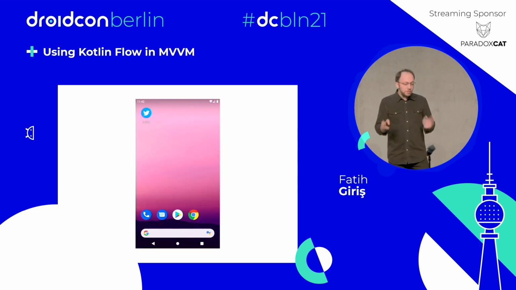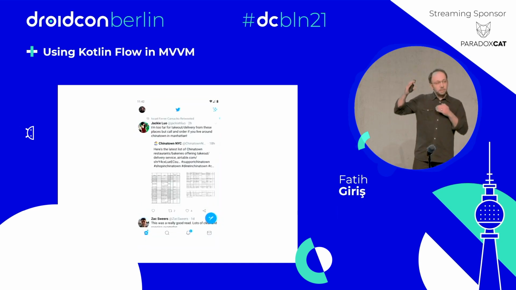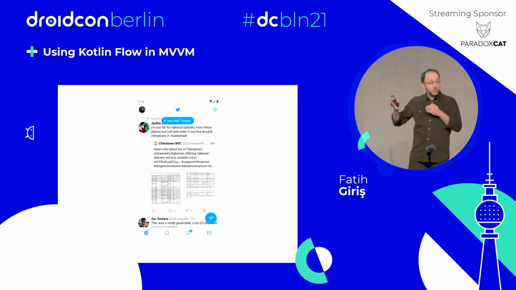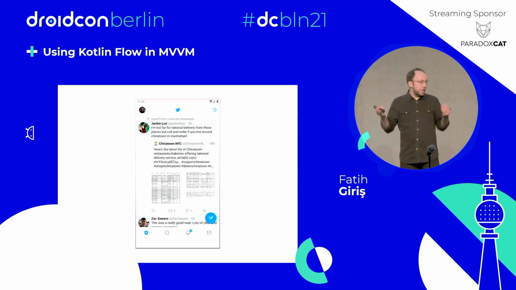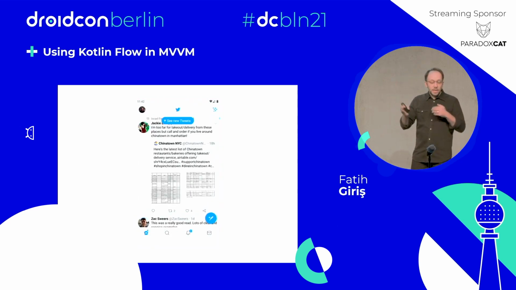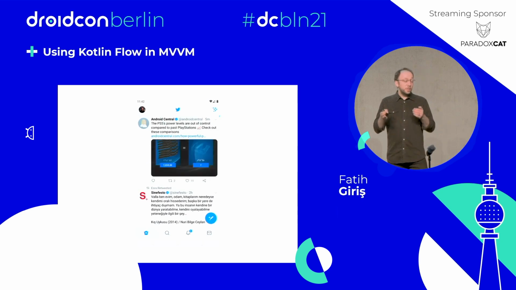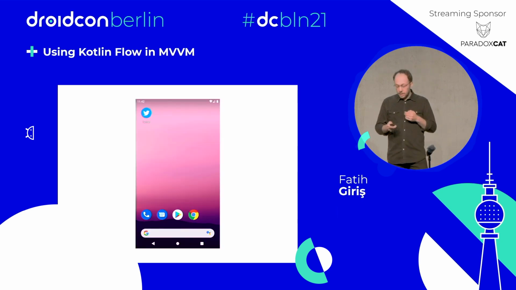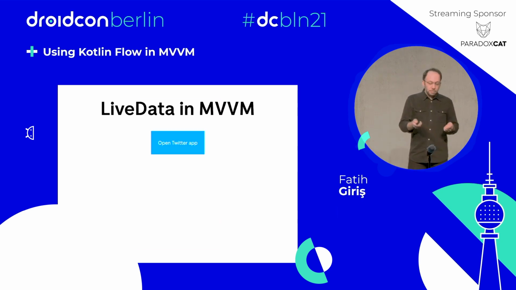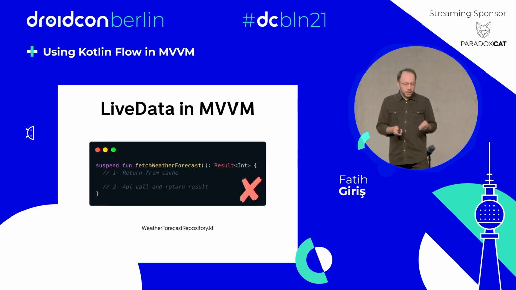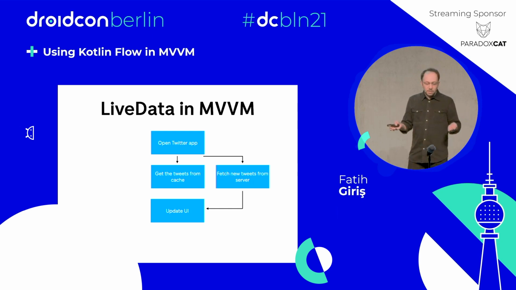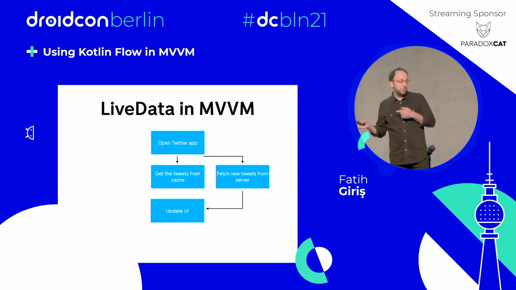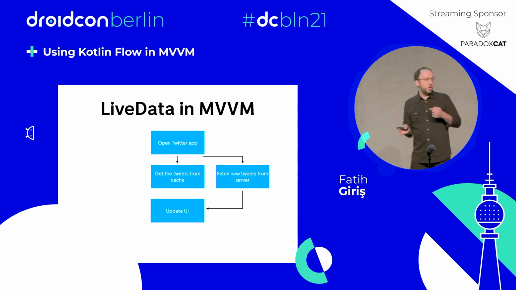So when you open the Twitter app, you see some tweets, right? First you see some tweets coming from the cache. And then you see some new tweets, which are fetched from the API, and you're shown the tweets which are fetched from the API. So when you open the Twitter app, you get the tweets from the cache, and you update the UI. At the same time, you're fetching the new tweets from the server, and then you update the UI again.